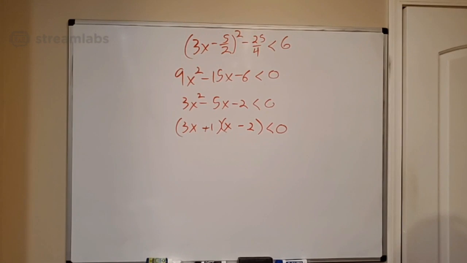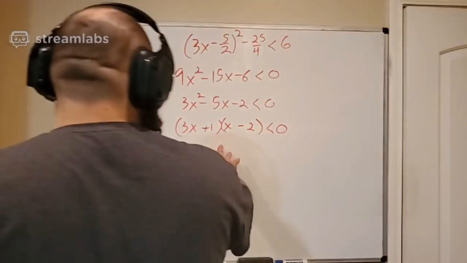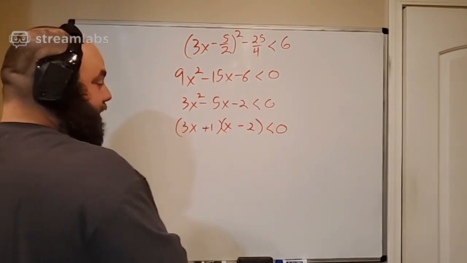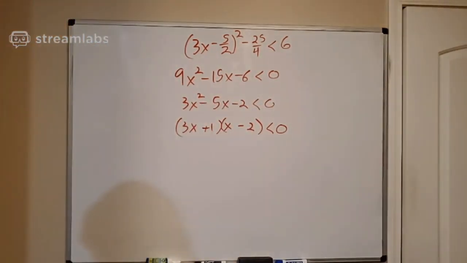You should realize what this equation is. Everybody should know what this 3x squared minus 5x minus 2 is. What is 3x squared minus 5x minus 2? What's the equation of? Parabola? Yay, it's a parabola.